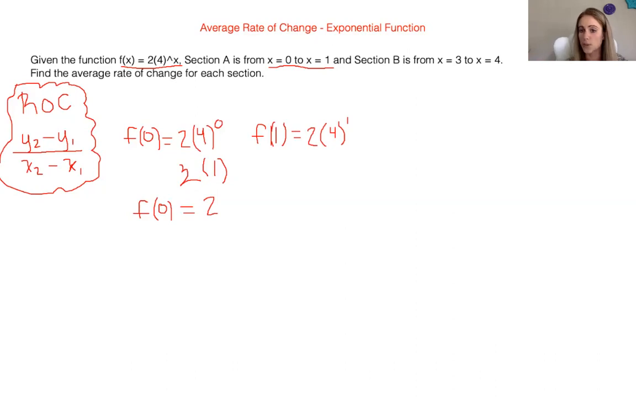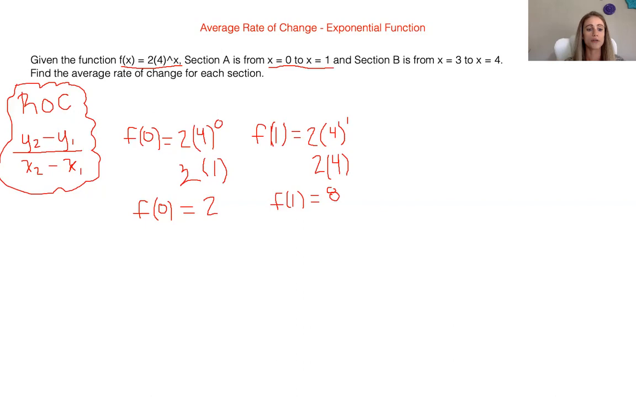So we start with our exponents again. 4 to the power of 1 is 4. So we're left with 2 times 4. 2 times 4 is 8. So f of 1 is equal to 8. Now that we have all of that information, we can find our rate of change.